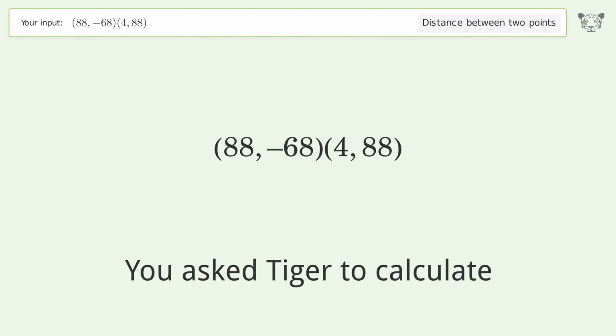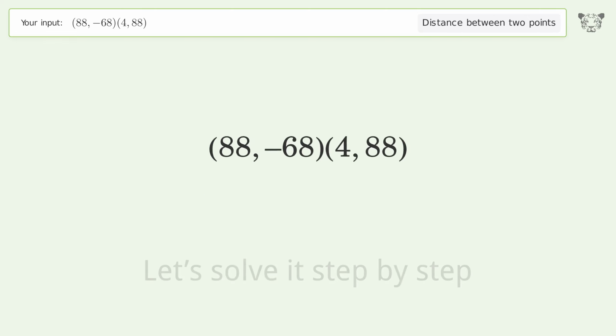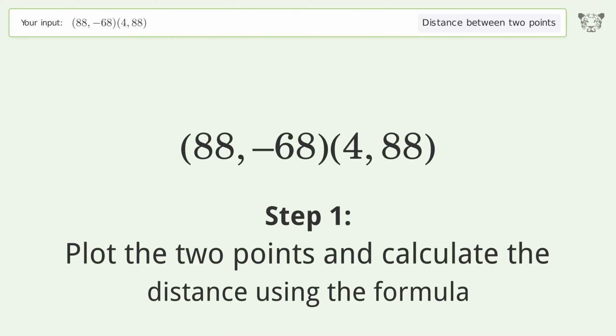You ask Tiger to calculate. This deals with the distance between 2 points. The distance between the 2 points is the square root of 31,392, or 177.178. Let's solve it step by step. Plot the 2 points and calculate the distance using the formula.